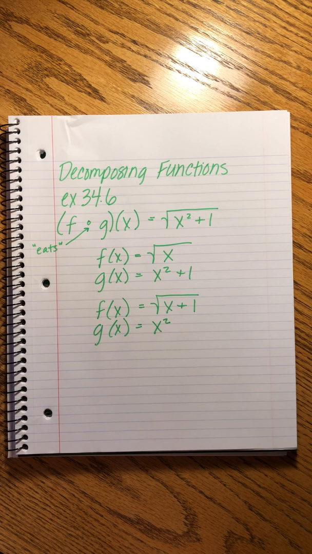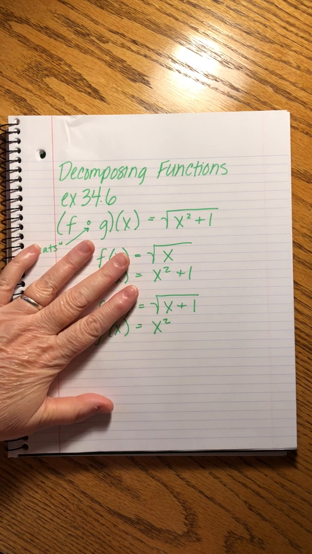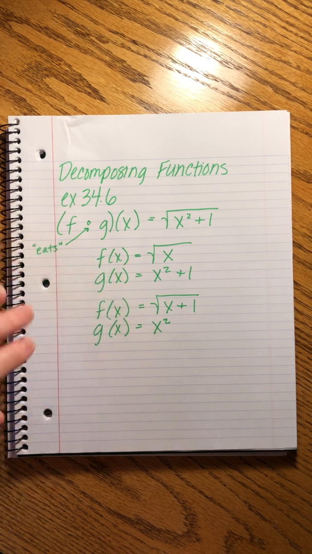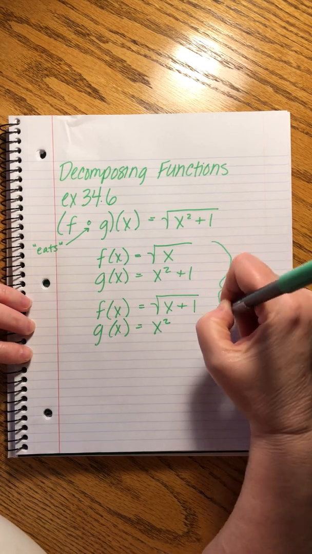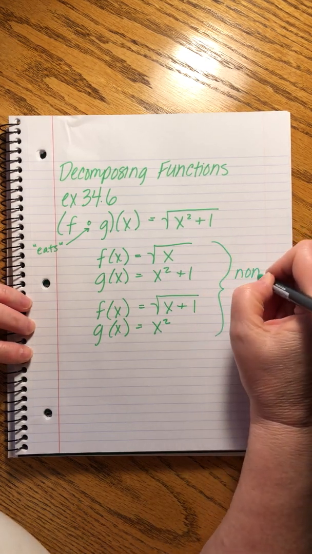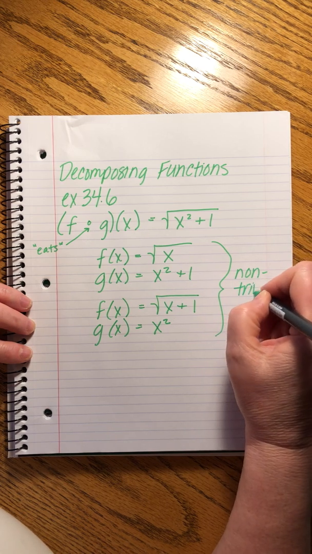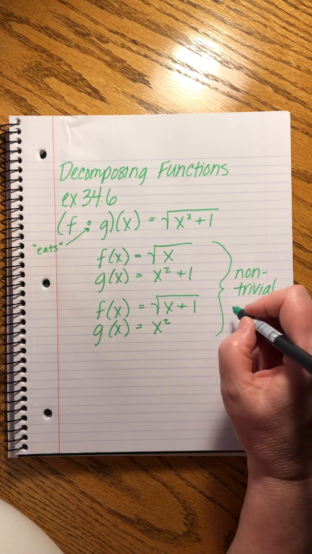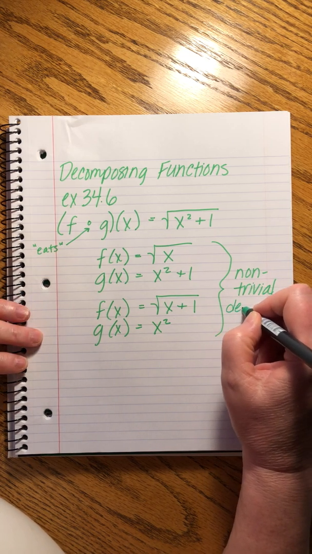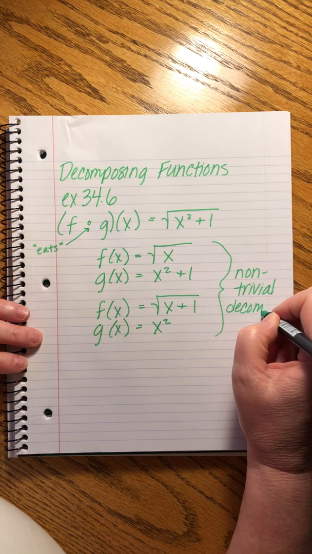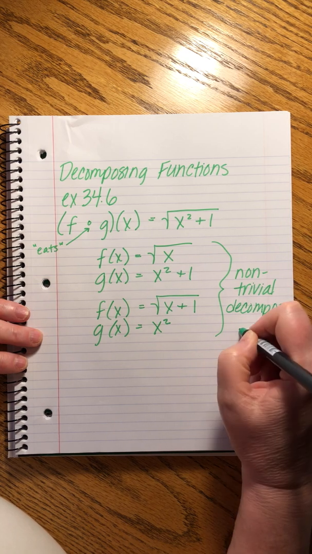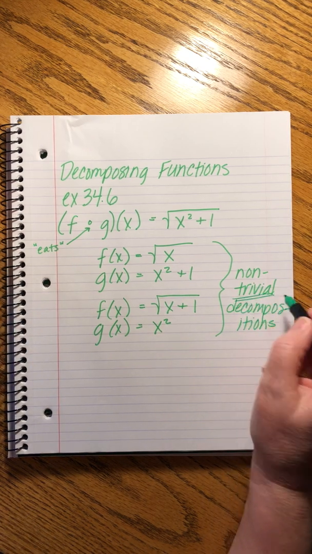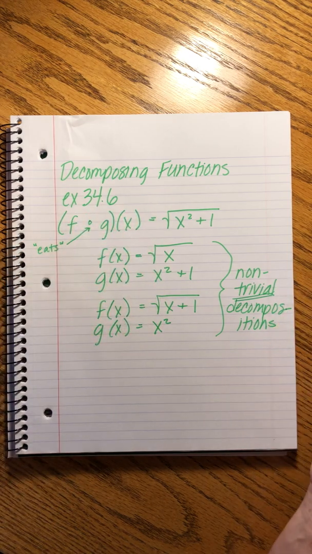The third way, oh wait, before I go on, let me tell you what I would call both of these. These are called non-trivial decompositions. They're called non-trivial because they're both like cool functions.